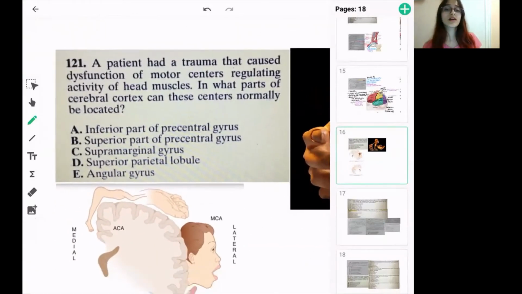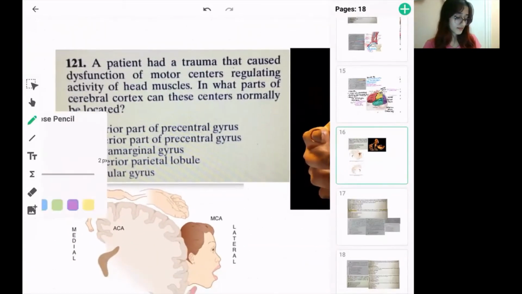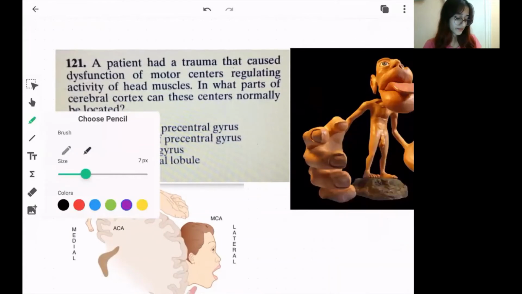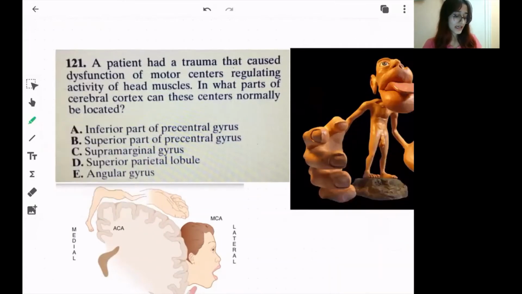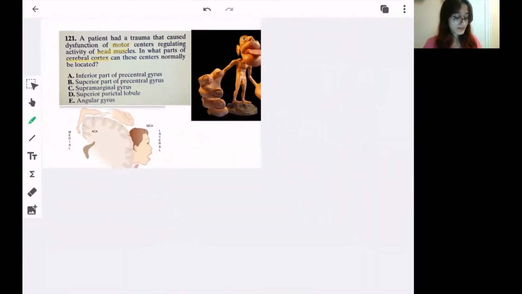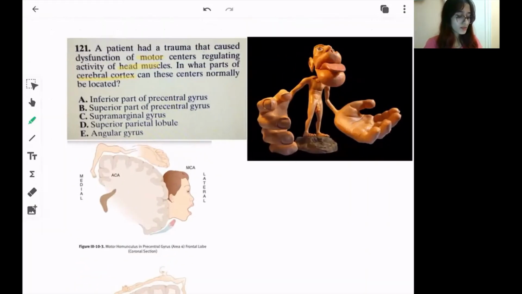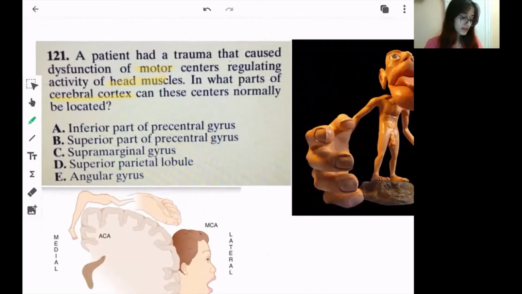For example, this one. So what is it saying? That there's a trauma that has caused dysfunction of the motor centers regulating activity of head muscles, and in what part of the cerebral cortex are these centers located? So you know that all the motor centers are basically in the precentral gyrus, but what part, the inferior part or the superior part?